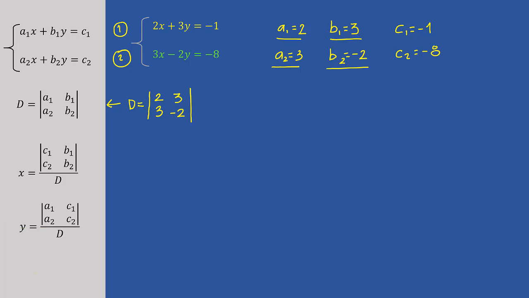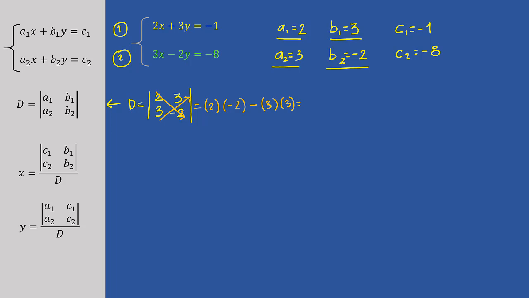Determinants, we said first we multiply the main diagonal. The main diagonal is from upper left to bottom right, like that. So in this case, it's 2 times -2, and then we will subtract the product of the secondary diagonal, which is like that. In this case, 3 times 3.